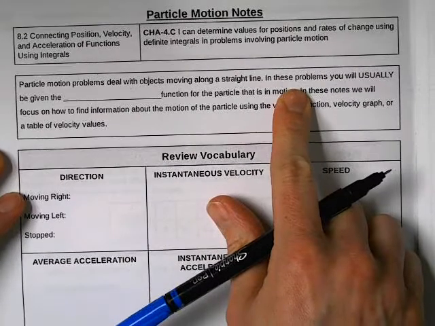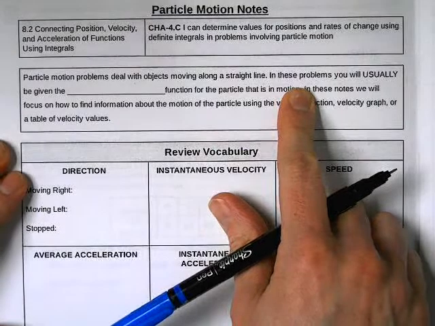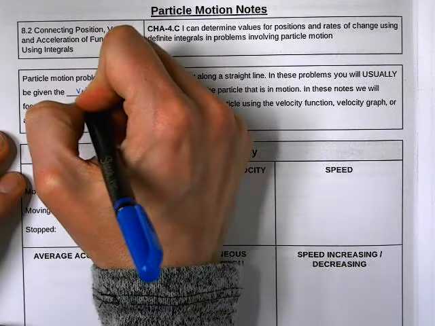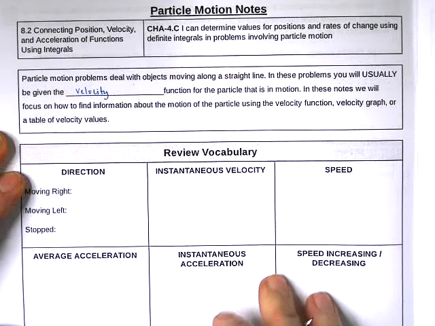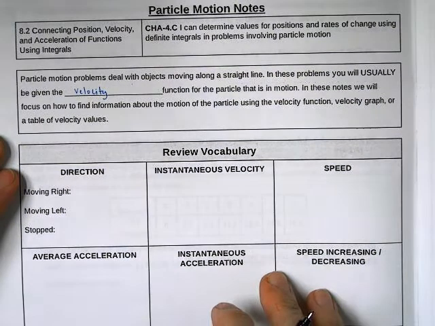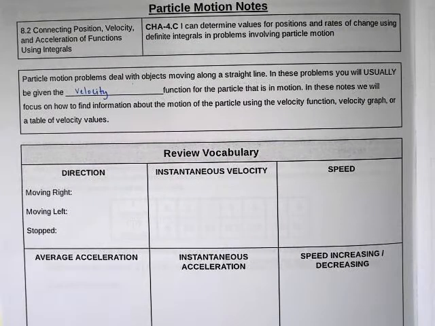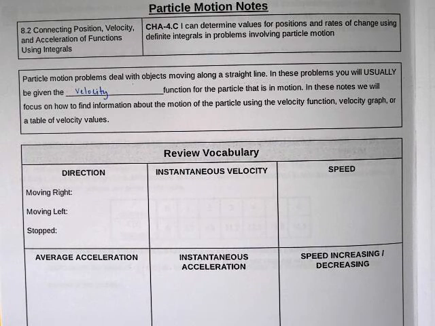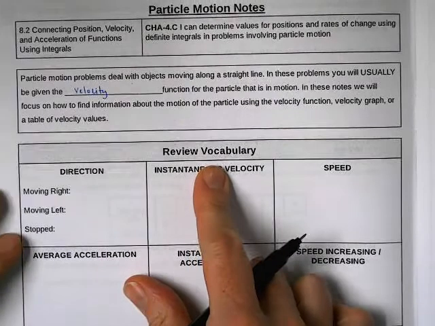In the problems we're going to be doing now, you're usually going to be given the velocity function for the particle that's in motion. And so we're going to talk about, now that you're given velocity, how do you find out about the motion of the particle? And so we'll look at problems where you're given a function, a graph, or a table of values. So again, the big difference here is before we used to start with position. Now we're going to be given velocity and have to use our knowledge of both derivatives and integrals to analyze this motion. So first we're going to do a quick review of the vocab.